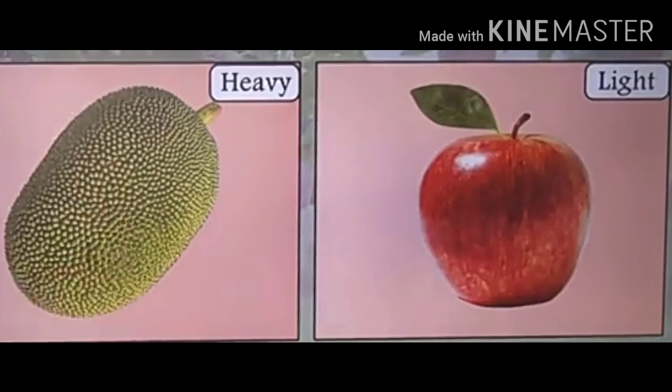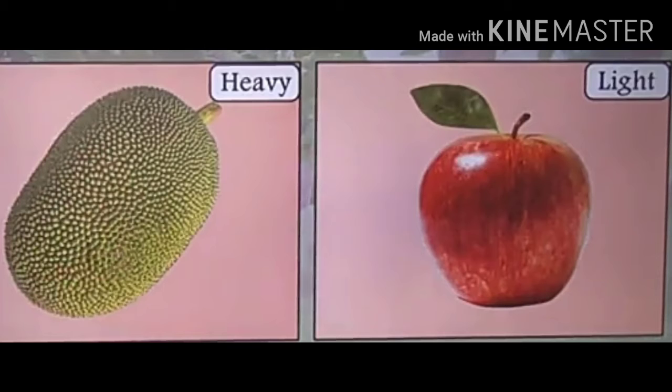Students, in this picture, two things are shown, a jackfruit and an apple. So can you tell me which of these will be easier to move? Obviously, an apple is easier to move in comparison to a jackfruit. So why is it so? Why can you move a smaller one easily and not the bigger one?